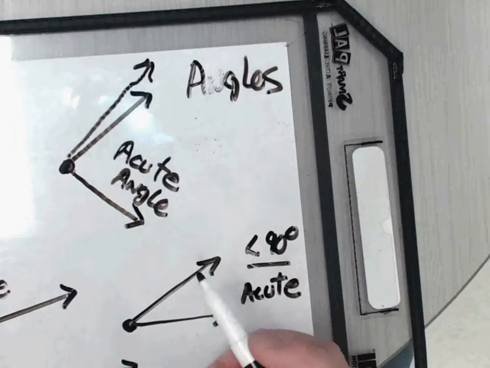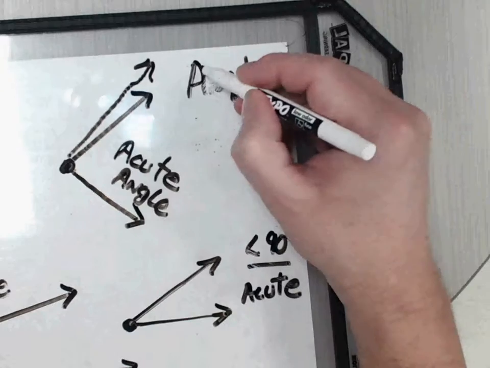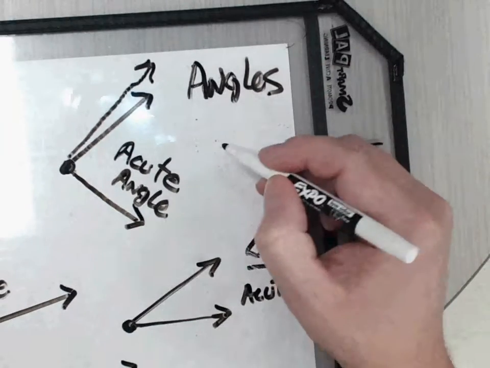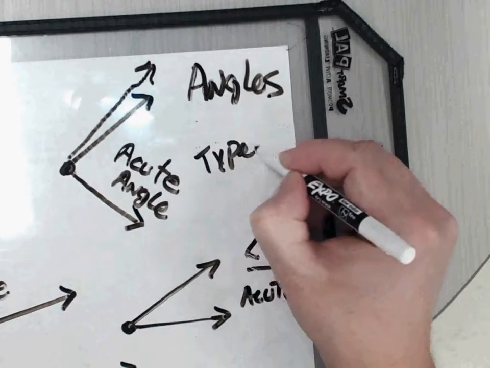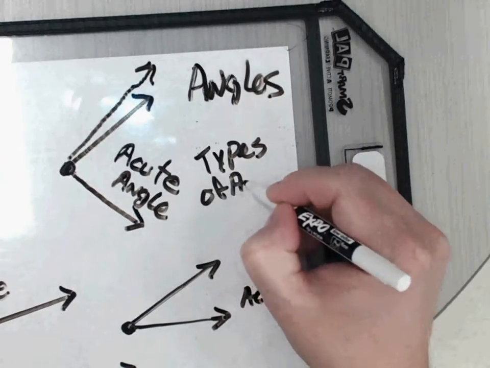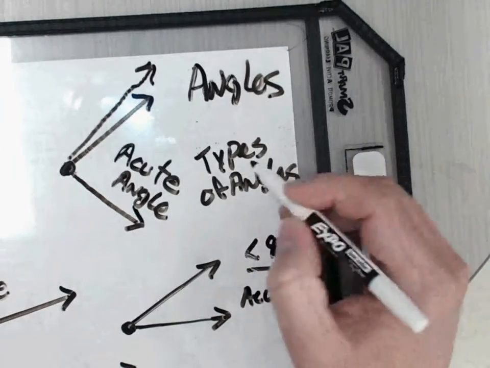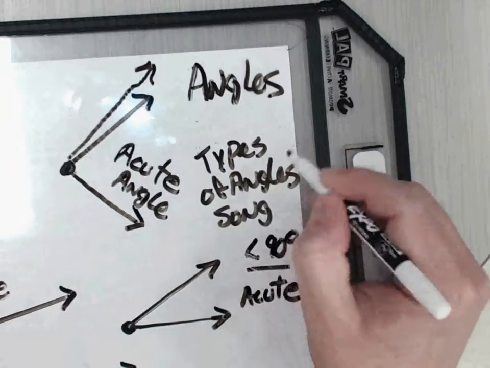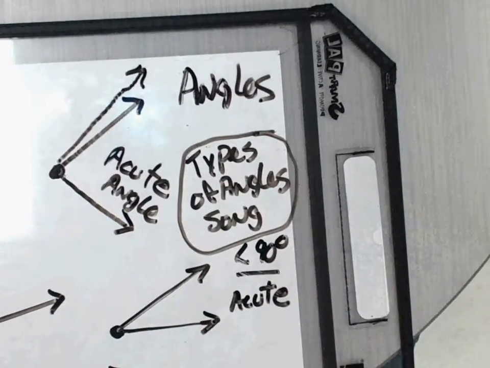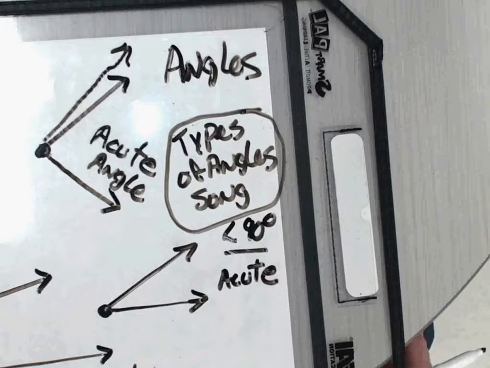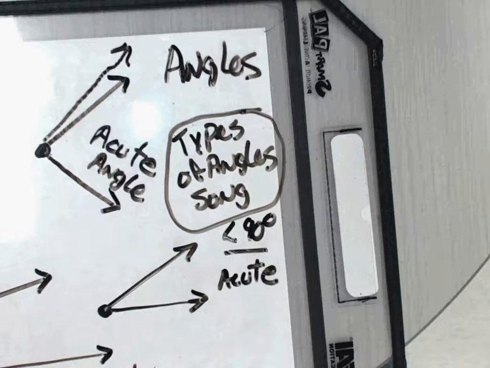There's a great video on YouTube. It's called Types of Angles, and I've used it. So, Types of Angles song. I've used it for about 7 years now. It's a great video, and it's a song where the kids stand up and they do the motions of the angles. So it's really great for those kinesthetic learners.